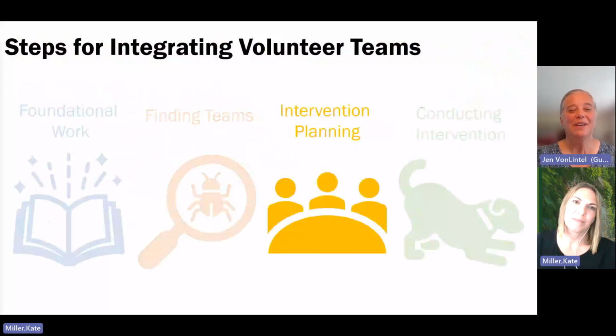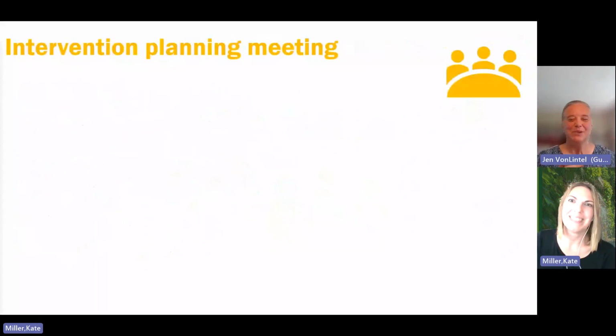Okay, now we're going to move into our intervention planning. So we've got our teams, they're great teams. And we're going to look at lining them up with students and really how do we plan for these interventions when we have a volunteer working with us.